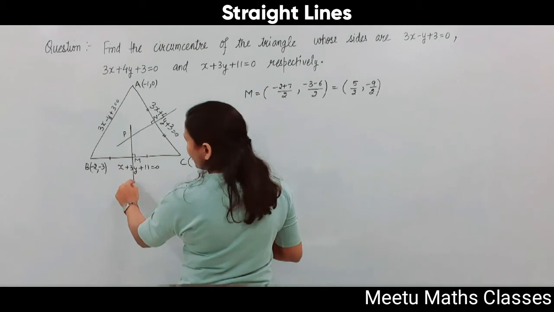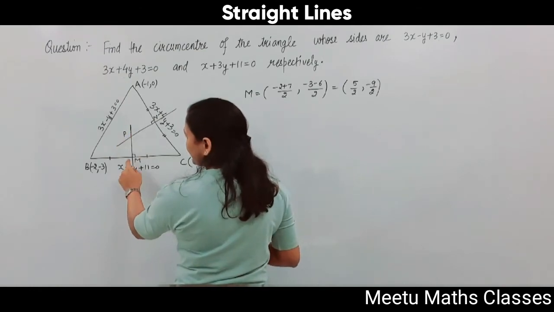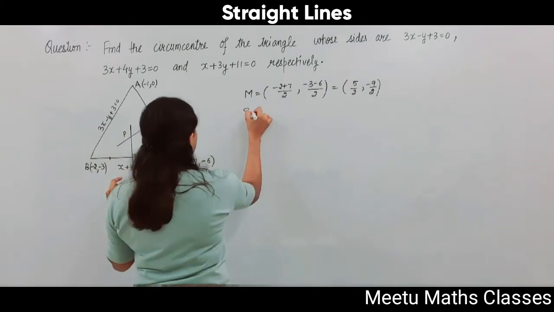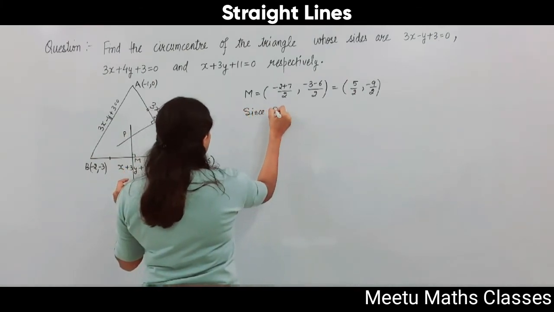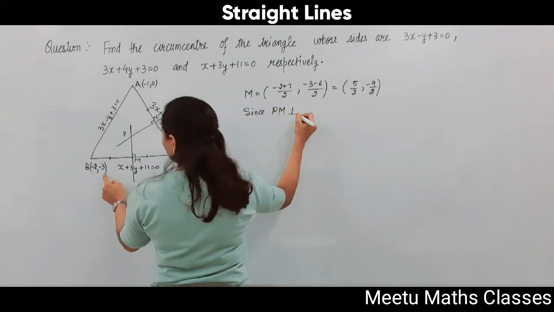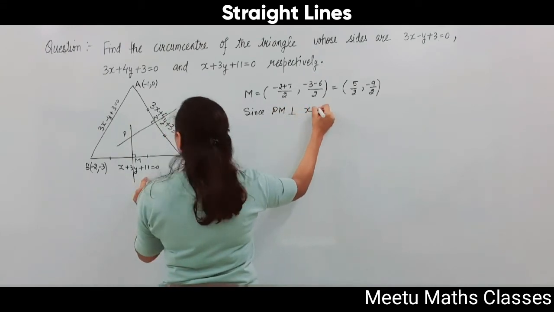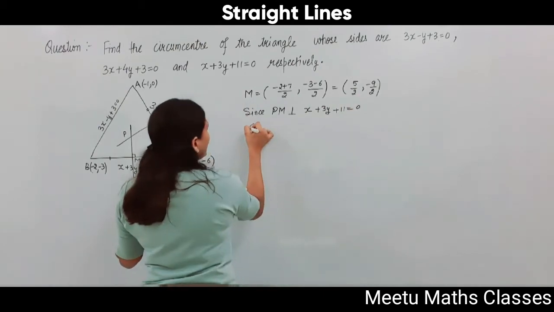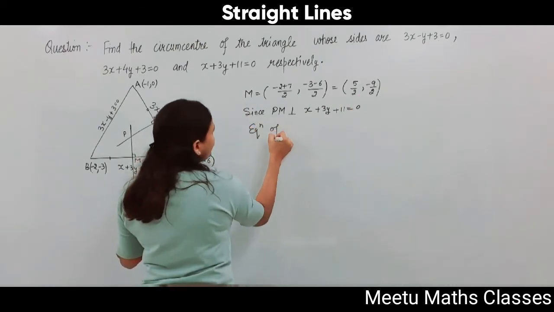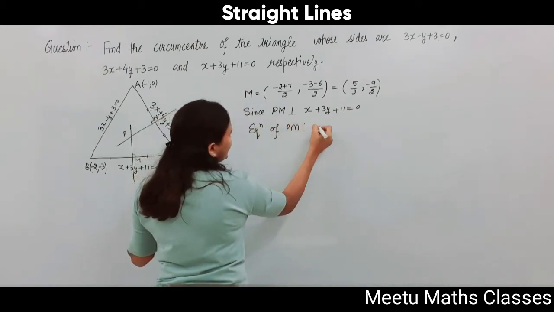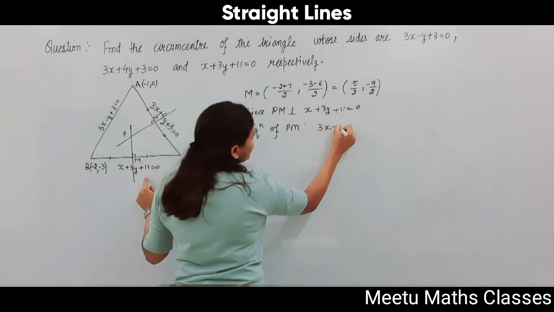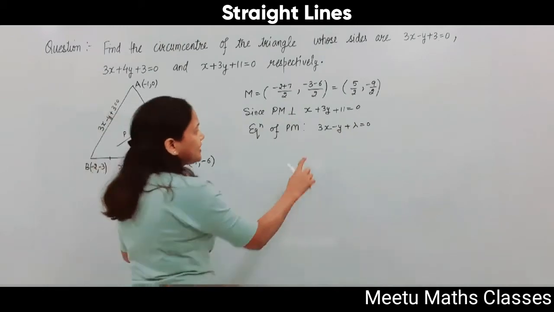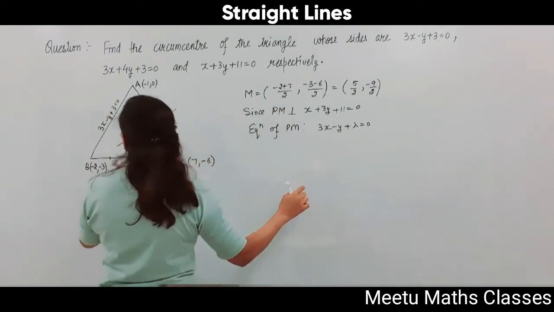अब equation of PM आप easily निकाल सकते हैं. Equation of PM के लिए, क्योंकि PM is perpendicular to this line x plus 3y plus 11 is equal to 0. Therefore, the equation of PM will be 3x minus y plus lambda is equal to 0.